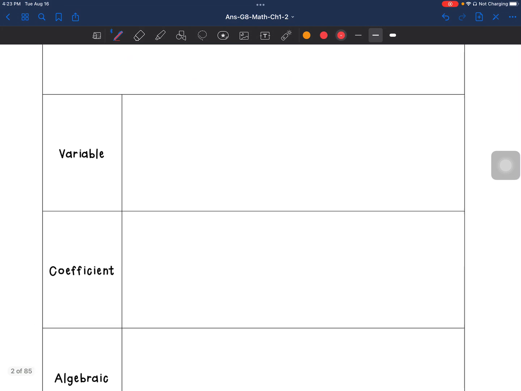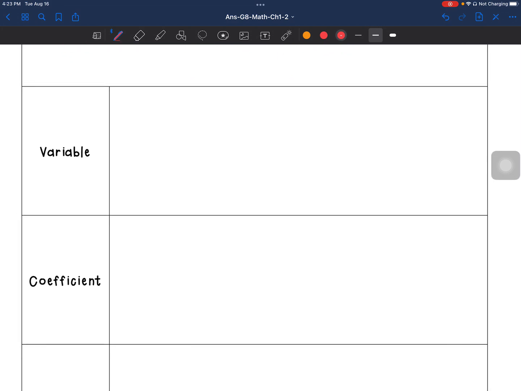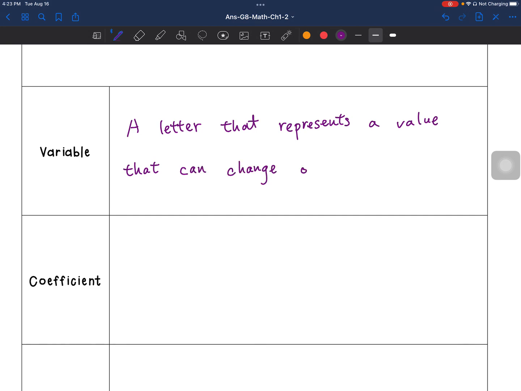So what is a variable? This is a very important concept in Math 8. A variable is a letter that represents a value that can change or vary. It can be any value, any number that can change or vary.